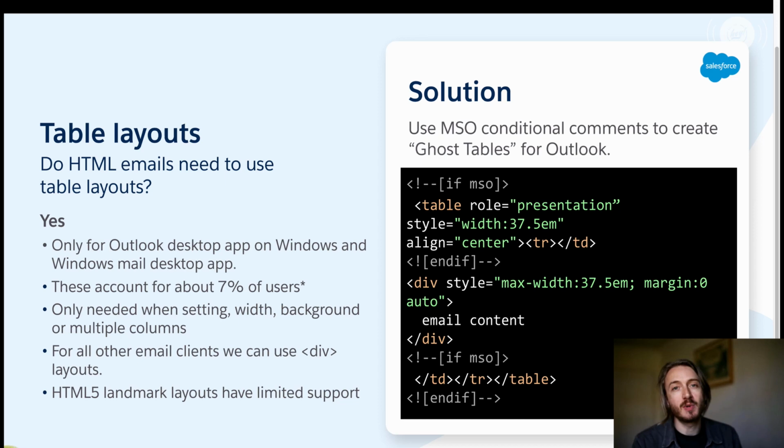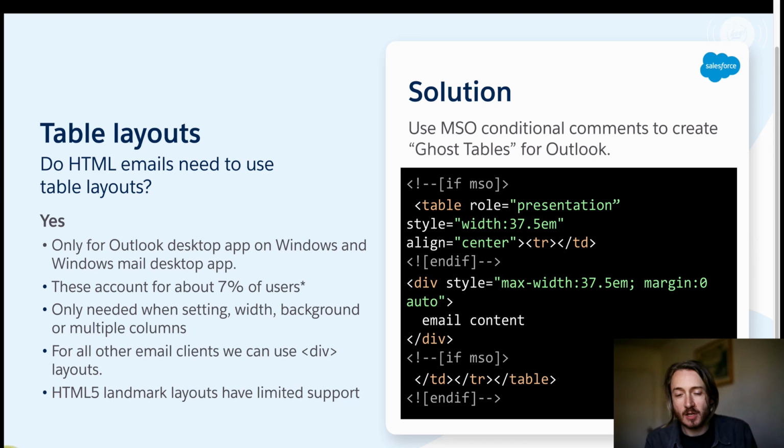So how do we work around this for the MSO Outlooks? We can use what's known as ghost tables with conditional comments. Back in the day, you were using IE conditional comments for targeting Internet Explorer. MSO conditional comments are basically the same concept, but we can use them for Outlook. MSO stands for Microsoft Office.